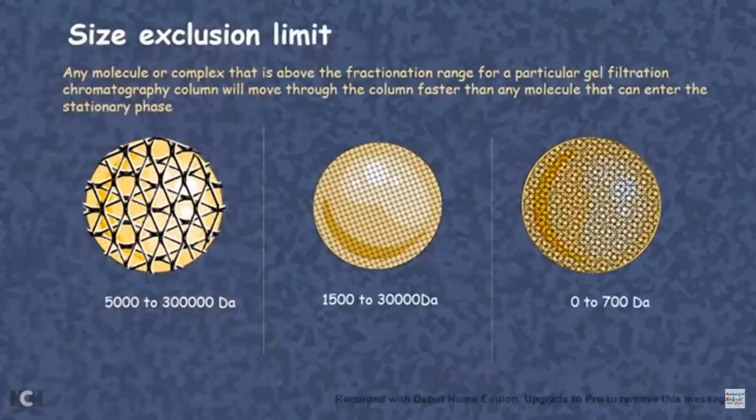Now, there is a particular term known as exclusion limit. It's a cutoff size beyond which a particular protein or biomolecule cannot enter the pore of the bead. Below that, it can enter the pore of the bead. For example, if we say the exclusion range is 0 to 700 Dalton, anything below 700 Dalton can enter the bead, whereas anything above 700 Dalton cannot enter the bead. So based on the differential mobility, based on how proteins enter the bead or don't enter the bead, we can get a size exclusion of these proteins.